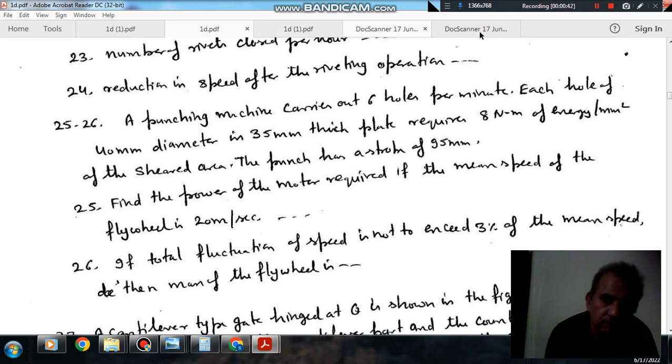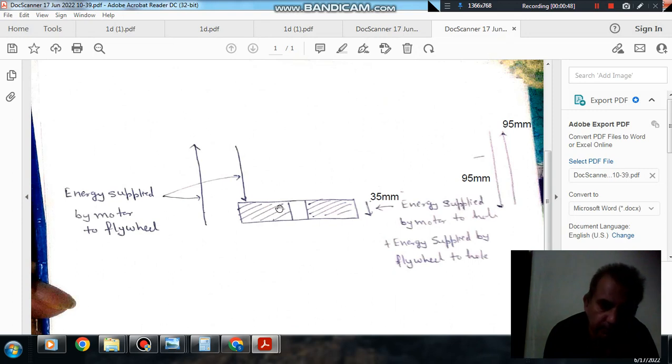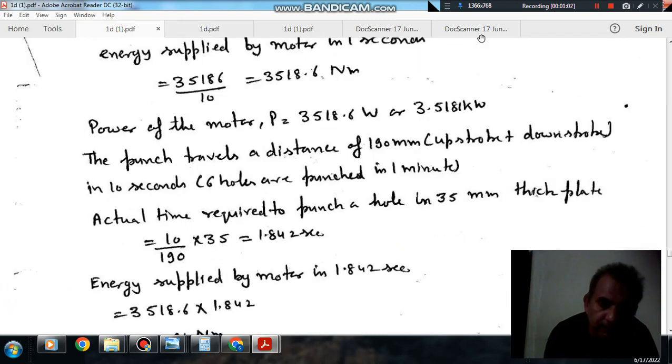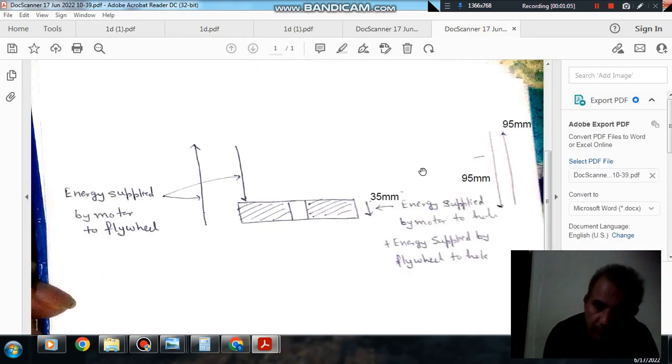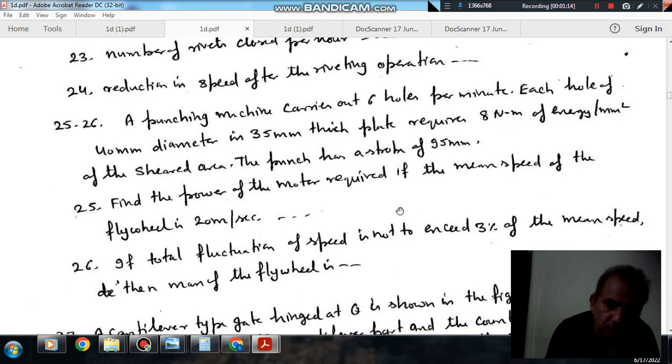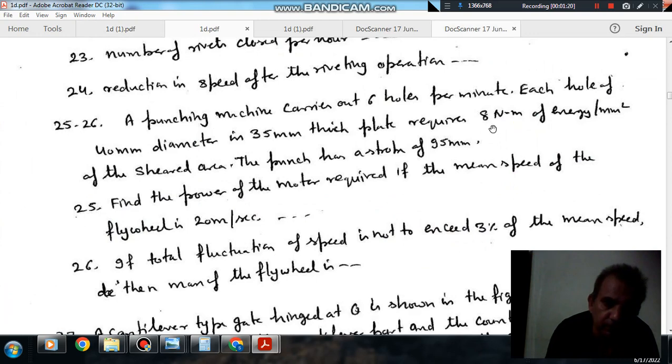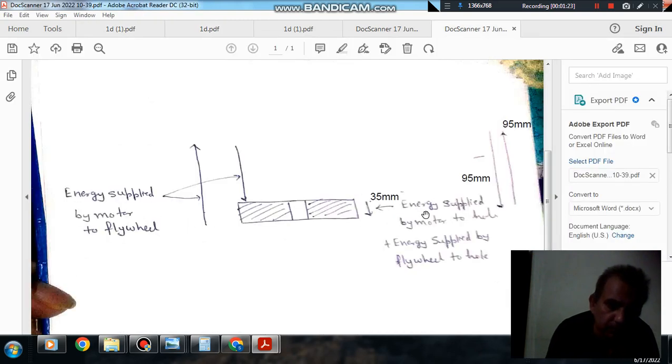So let us understand this punching operation. This is your hole to be punched, and this is the travel of the punch during its forward travel. The punch has a stroke of 95, and during its return travel it also travels 95. The actual punching operation takes place over 35, because the thickness of the hole is 35, and this requires energy of 8 Newton meter per square.